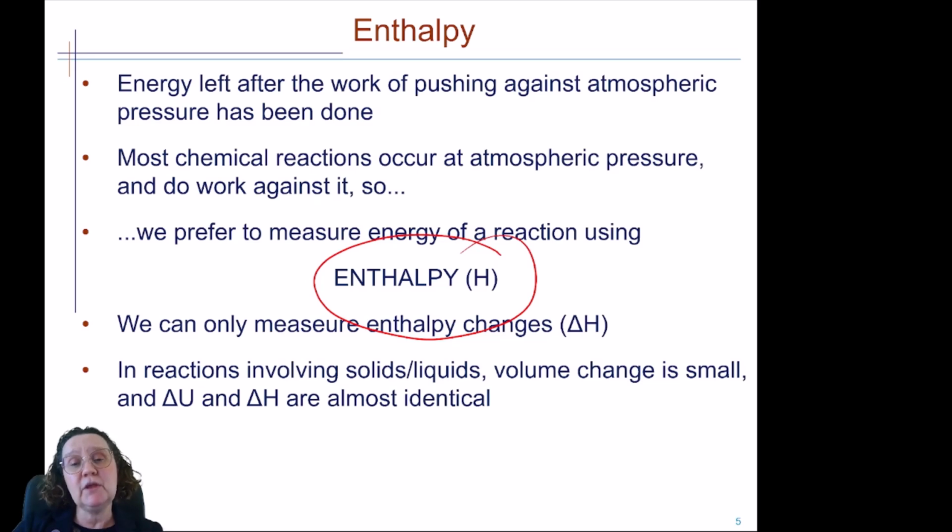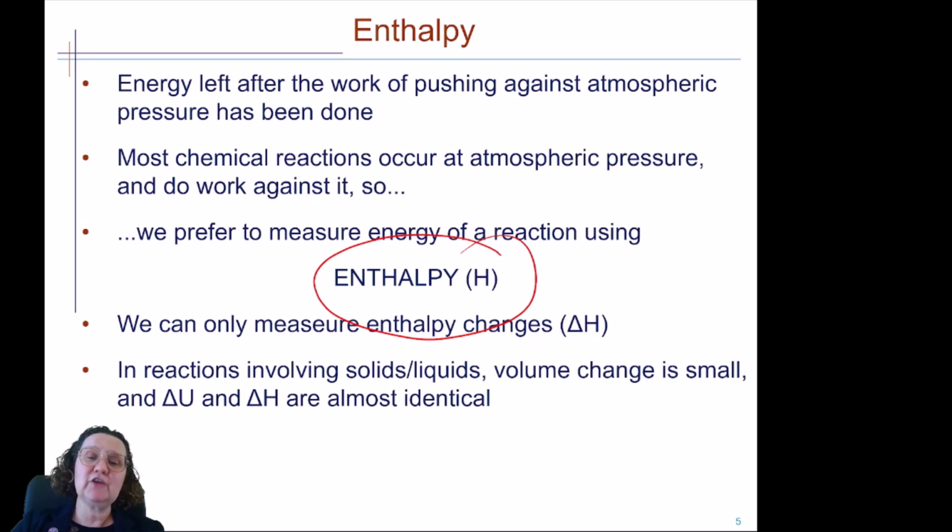And again, we don't measure enthalpy, as we didn't measure internal energy. What we measure is enthalpy changes before and after the reaction takes place, how that changing enthalpy is being reflected.